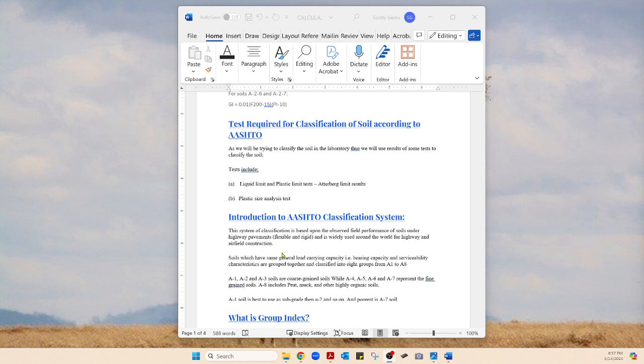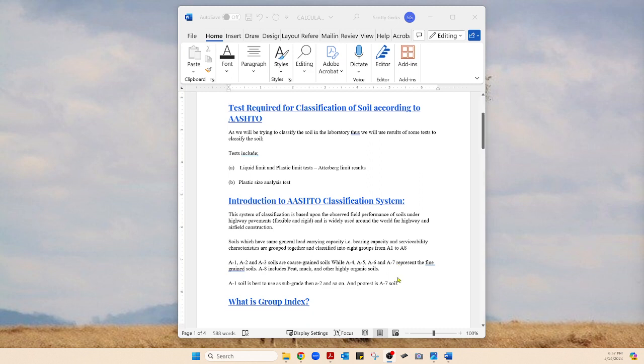I'll try to get this posted so that you can have access to it. It goes into soils which have the same general load carrying capacity. In other words, the bearing capacity and serviceability characteristics are grouped together and classified into 8 groups from A1 to A8. And here they are, A1, A2, A3, and then A4, A5, A6, and A7.